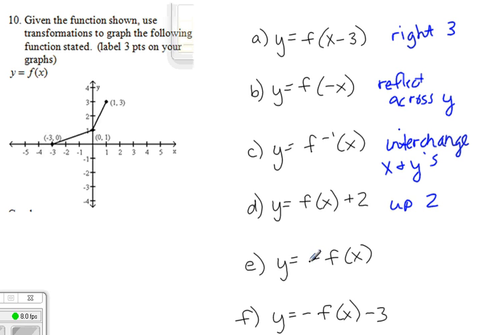Right, then we look at part E, y equals negative f of x. So on this one, all of your y values will become the opposite sign. So that's going to make this graph reflect across the x-axis.